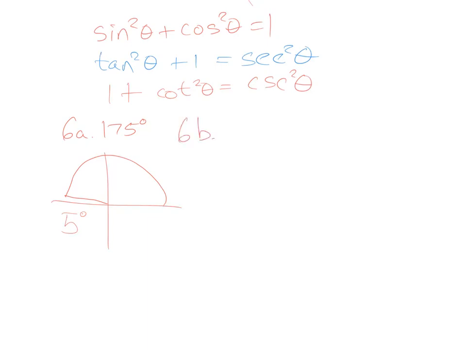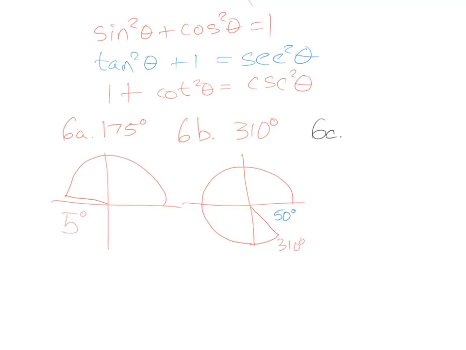6B. Don't confuse this with a coterminal. And on the test, you have to know both. Okay? So 6B is 310 degrees. 270 and 40 more. That's 310 degrees. What is my reference? 50 degrees. I like different colors. This is great.